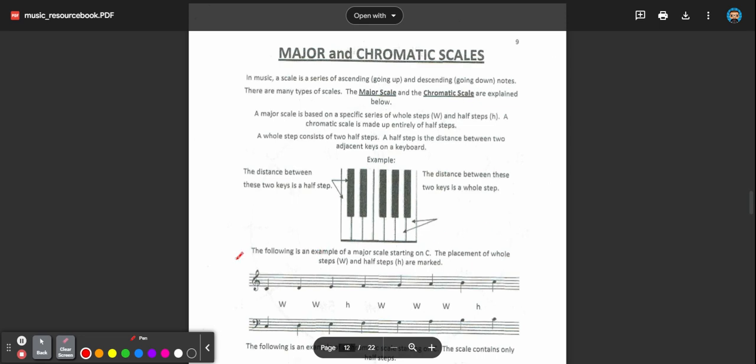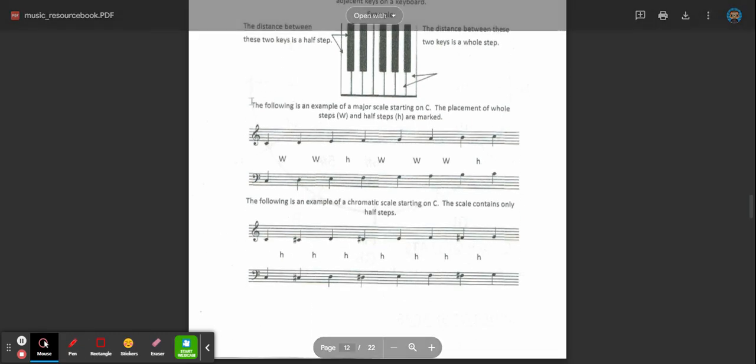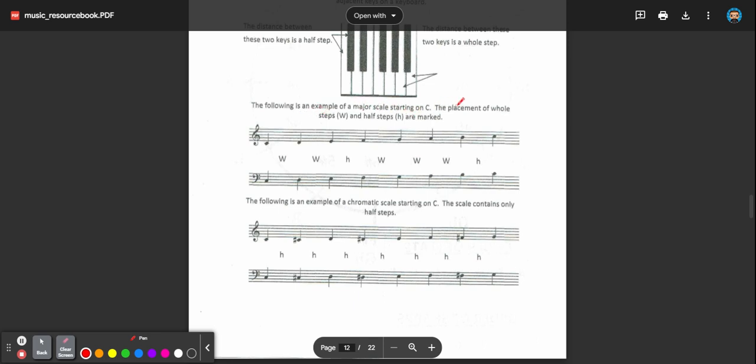Now we're going to talk about how we build a major scale. How do we build a major scale? So the following example of a major scale starting on C, the placement of whole steps and half steps are marked. So this is how we build them, any major scale. We can start anywhere with any note. And if we're using this pattern of whole steps and half steps, we can build a major scale. And musicians long ago discovered this. But in this example, we're starting on C. So if we go from C to D, that's a whole step. Okay. C to D is a whole step. D to E is a whole step.